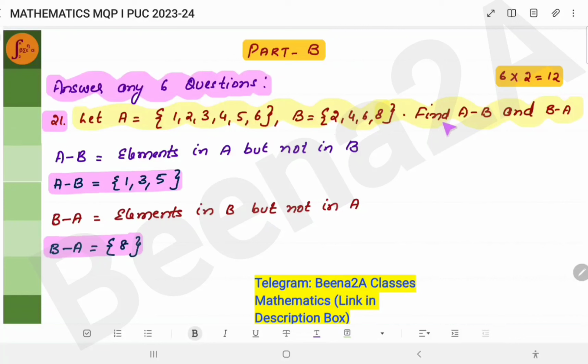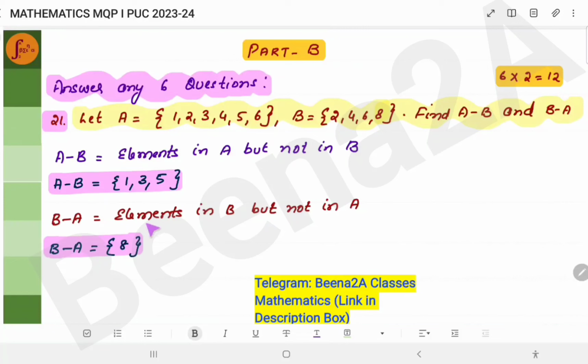B is equal to 2, 4, 6, 8. Find A minus B and B minus A. A minus B is nothing but elements in set A but not in B. So you should have elements in set A but not in B. Basically you should not have 2, 4, 6, 8. So what are the remaining elements? 1, 3 and 5. So this is A minus B.